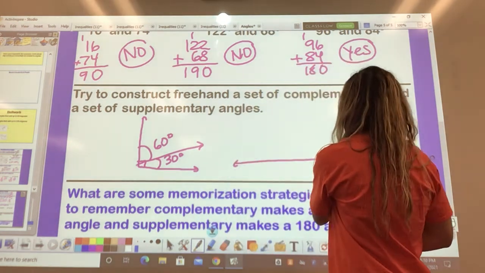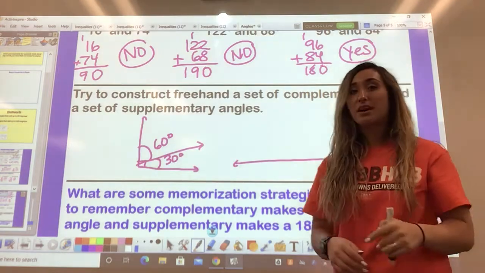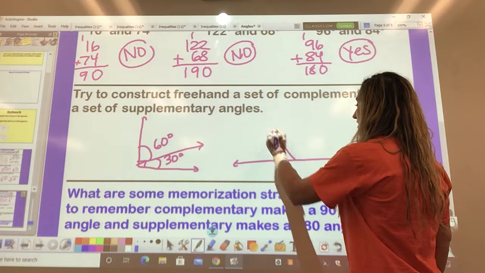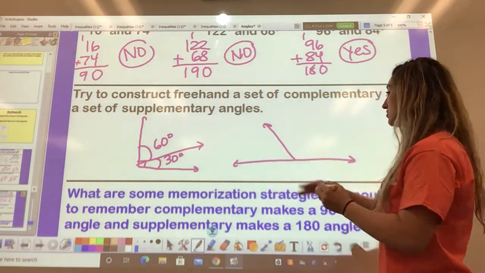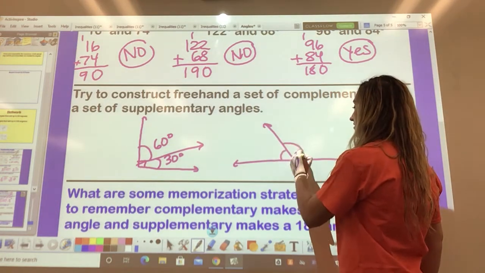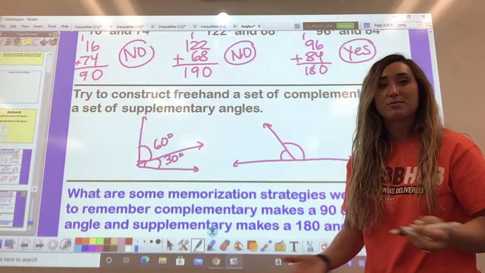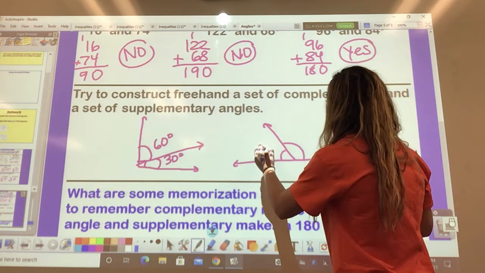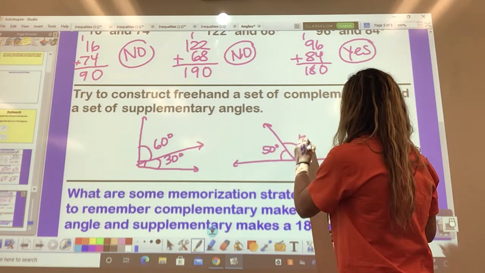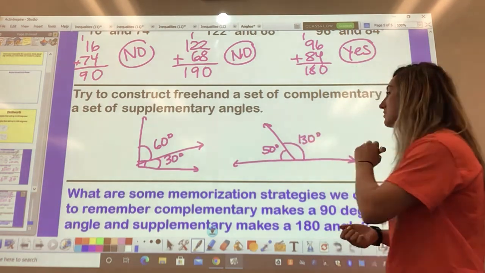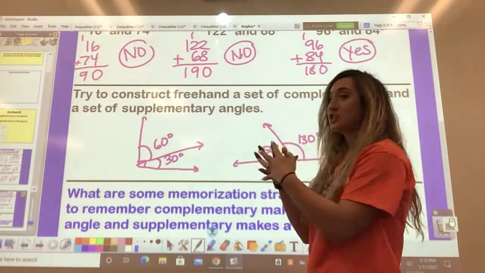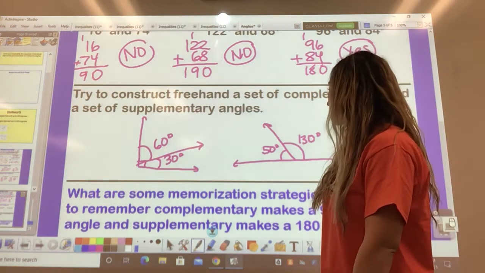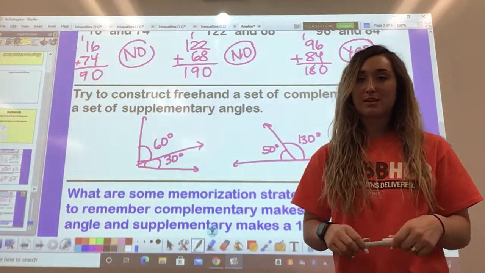Same with supplementary. They add up to 180 degrees, which is a straight line. So if I just take that straight line and split it into two angles, then I know that they're closer to being supplementary. I'd say this is maybe 50 degrees, and this maybe looks like 130 degrees. Again, you don't have to draw them adjacent or connected like this. You can draw them separately. I just think it's easier to get a better estimate there.